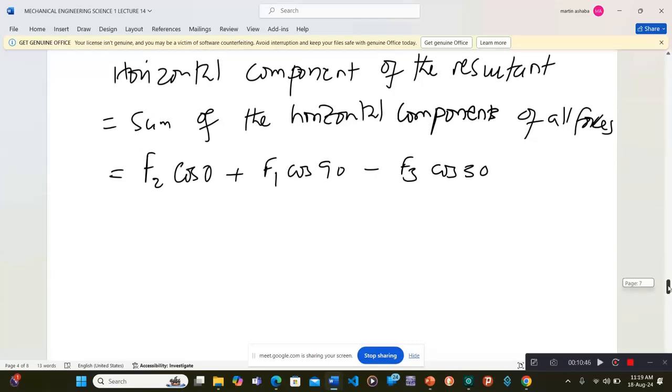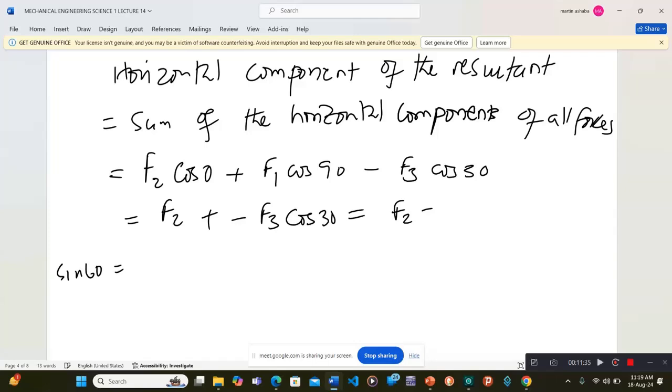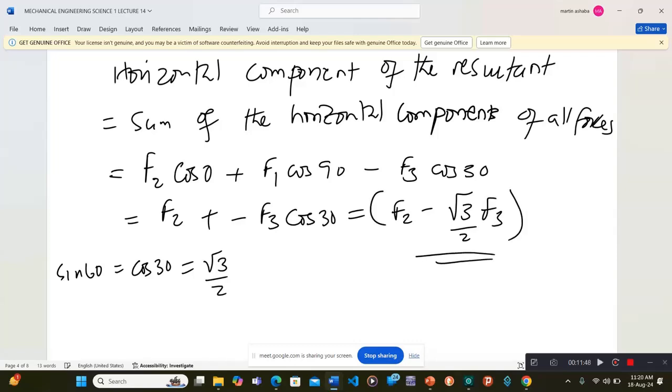So I started with maybe a complicated example, but if I give you one which has only two forces, you will be able to appreciate because you will do it very fast. So cos 0 is equal to 1, so times F2, it will be F2 plus F1 times 0 because cos 90 is 0. That one goes away. So minus F3 cos 30. What is cos 30? When you put it on a calculator, it is the same as sin 60. Sin 60 is equal to cos 30 and is equal to root 3 out of 2. So this will be F2 minus root 3 out of 2 F3, and this will be in newtons.